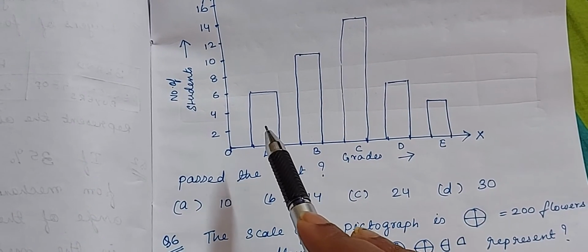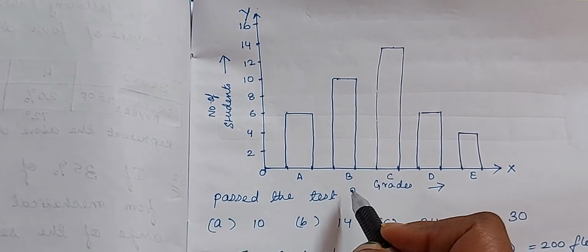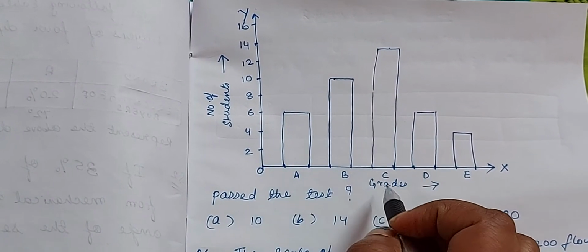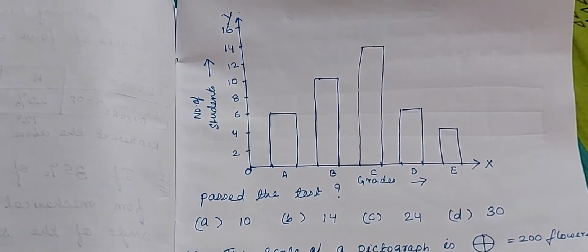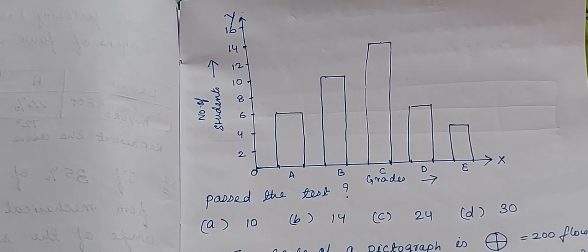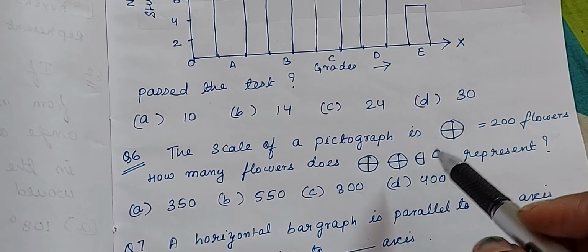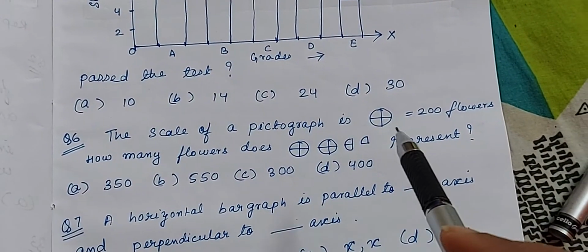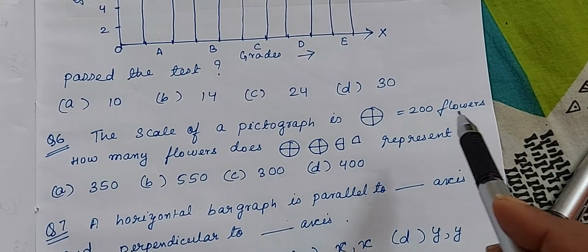So find out the number of students for A. So it is coming to how much? It is 6. Then B is how much? It is 10. Then C will be how much? It will be 14. Just add these three numbers. Okay, that is 6, 10 and 14. Whatever it comes to, that is your answer, and you have to tick the option among the four. Next question. The scale of the pictograph is this, that is one full circle, you can see, is 200 flowers.